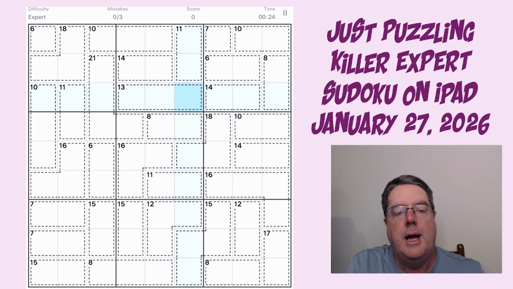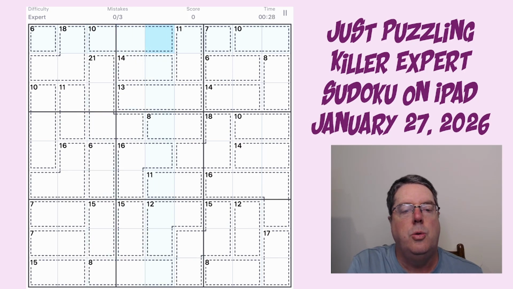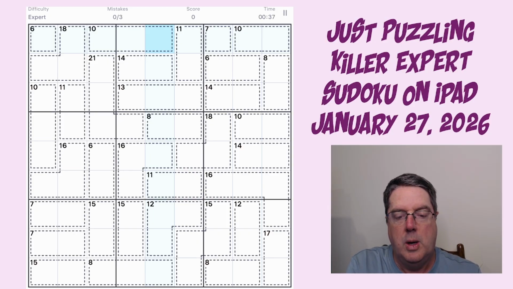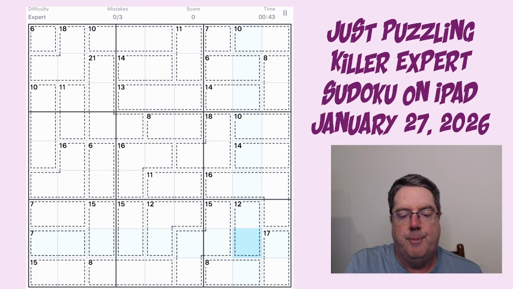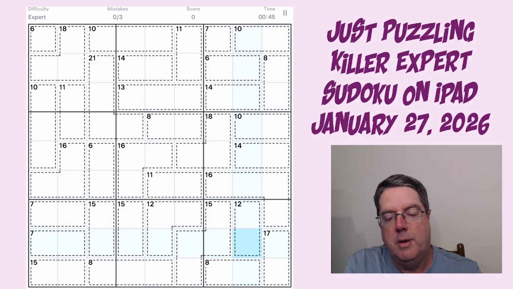Now we have these cages, which is a dotted line enclosed with a number in the top left hand corner. In these cages we need to have unique numbers that add up to the number in the top left hand corner. So say for example 12 here can be 5 and 7, 4 and 8, and 3 and 9. Now this one's actually going to be 5 and 7 because this is 8 and 9 here in the 17.